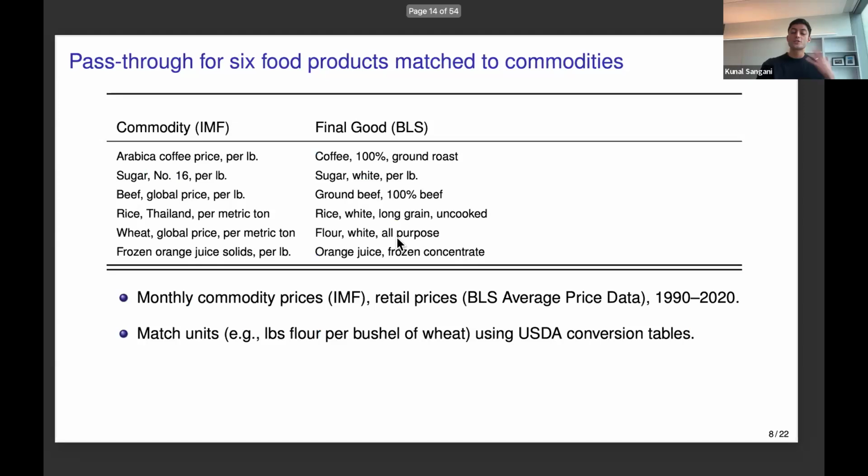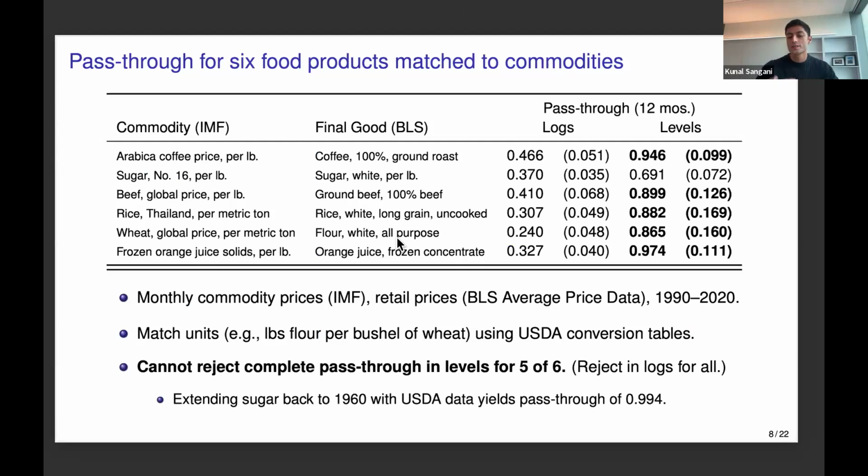Well, now we can do this for each of those 6 products that I mentioned from the BLS data. And remarkably, what we find is that across these products that have different market concentration and different consumer preferences, we tend to find what looks like complete pass-through in levels for almost all of these products. In fact, the one exception here is sugar, which seems to have slightly lower than complete pass-through in levels. But actually, if you extend the sugar sample back further using data from the USDA to capture more cost variation, you get something that looks remarkably like complete pass-through in levels again.